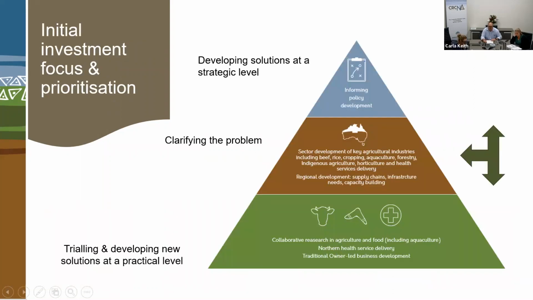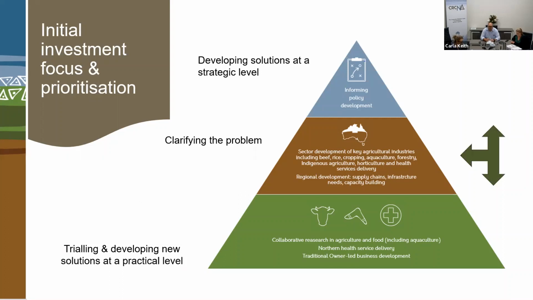To give you a bit of a feel for some of the projects that we're doing at varying different levels, we have three levels of investment. The blue triangle you'll see at the top of the larger triangle is work that we do with the jurisdictions at a state and federal level through the Northern Australian Senior Officers Group, where we look at some of the policy and regulatory barriers that are affecting Northern Australia and how they can be streamlined, or how industry can better engage with the regulatory framework to make investment less risky for Australia.